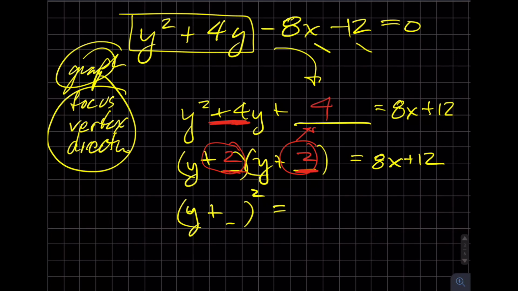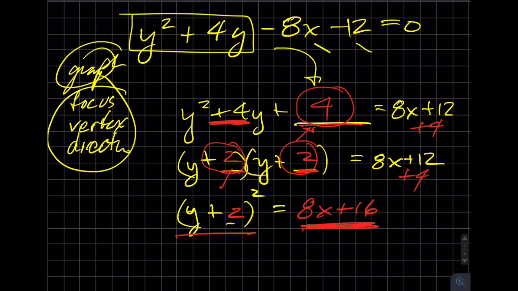So this becomes 4, which means I just added 4 to the left-hand side. In doing so, adding 2 there means I'm adding 4 to the left-hand side, so I have to add 4 to the right-hand side. So this becomes add 4, and this becomes 8x plus 16. So now this side looks good.